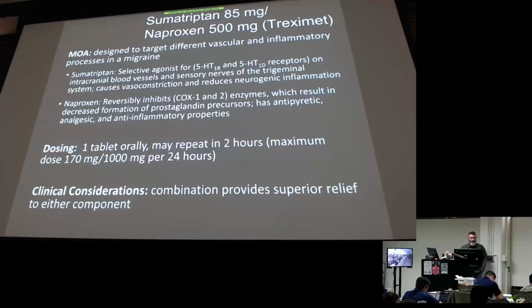And just in the middle there, it's just talking about what each drug does, and we've already talked about what each drug does. Don't need to know the dosing. All the studies say combining them gives superior relief to either one alone, so probably a good deal.